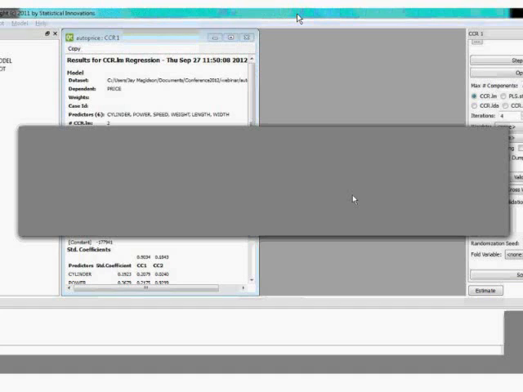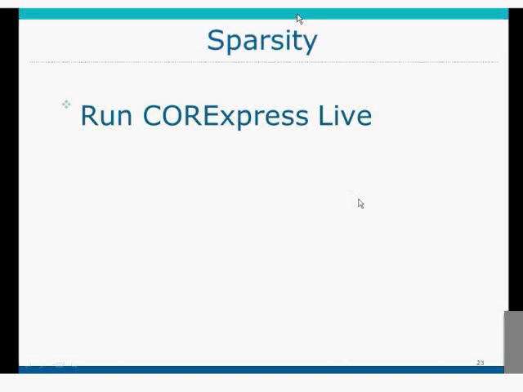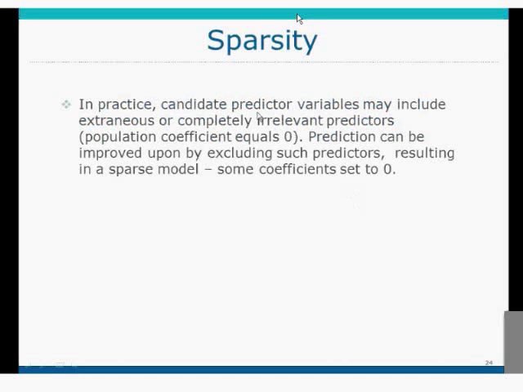Now we go back to the presentation, and in practice, candidate predictor variables may include extraneous or completely irrelevant predictors. In other words, population coefficients equal 0. Prediction can be improved upon in such cases by excluding such predictors, resulting in a sparse model. Some coefficients are set to 0.